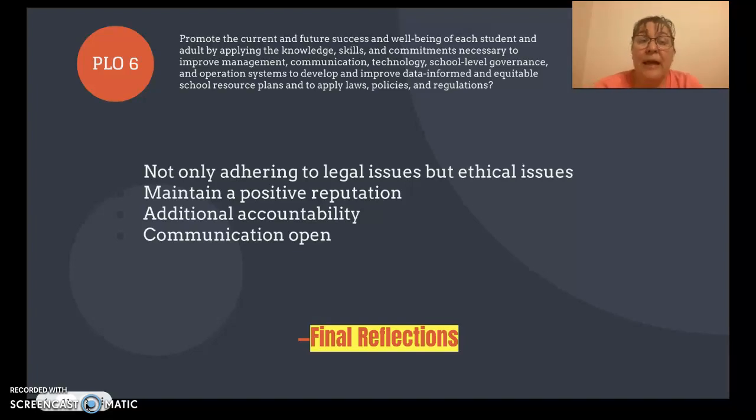By following this plan and maybe coming up with a plan together as this ad hoc committee, we are adhering not only to legal issues, but ethical issues. If we are working together and we have voices and stakeholders from all parts of the community, we are maintaining a positive reputation. There are open lines of communication, and there's an additional accountability to it.